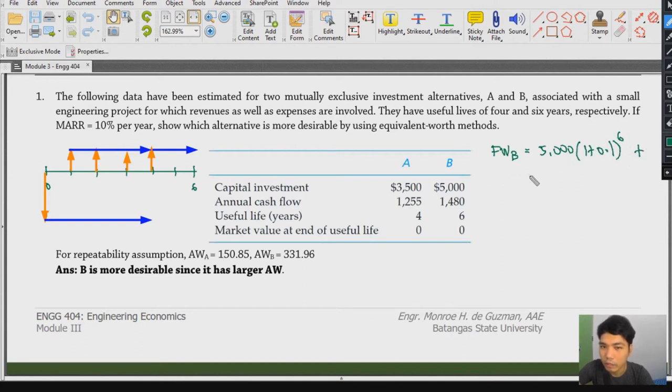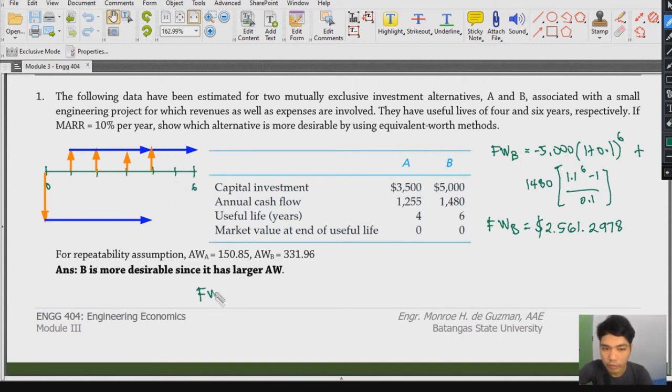And then, we add our annual cash flow. But we have to make sure that we use the future worth uniform series factor. So, that's 1.1 raised to 6 minus 1 over 0.1. Now, the future worth of this problem, so it needs to be negative. I forgot. Okay, so that is equal to $2,561.2978. That is the value of your future worth for B.